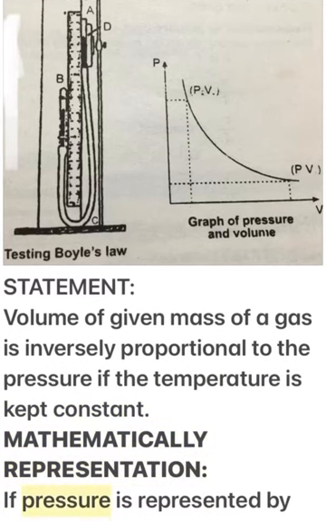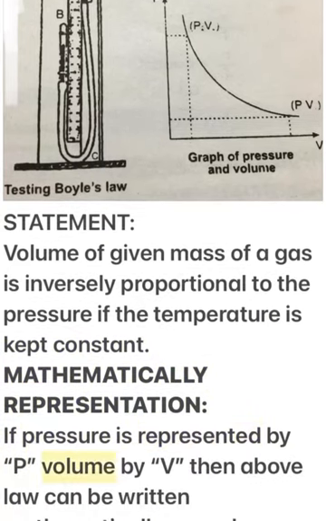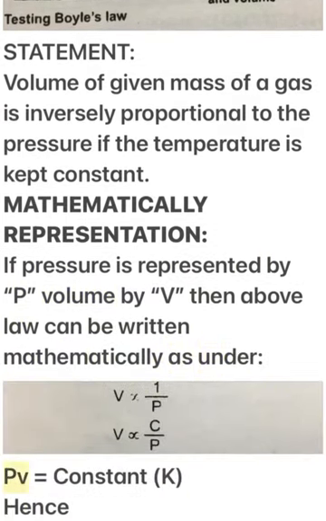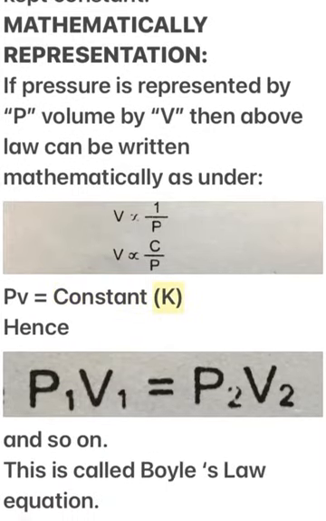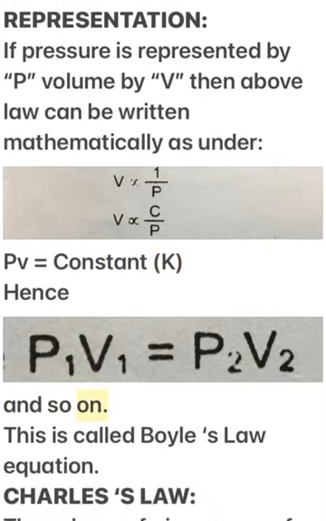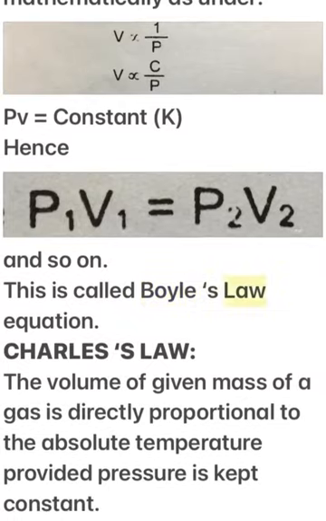If pressure is represented by P and volume by V, then the above law can be written mathematically as under: PV equals constant K, hence P1V1 equals P2V2, and so on. This is called Boyle's Law equation.